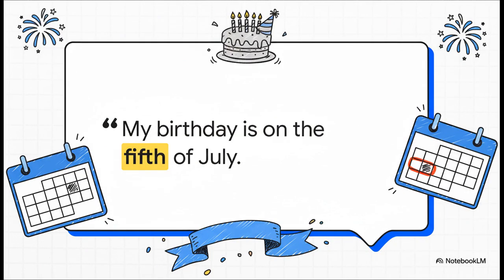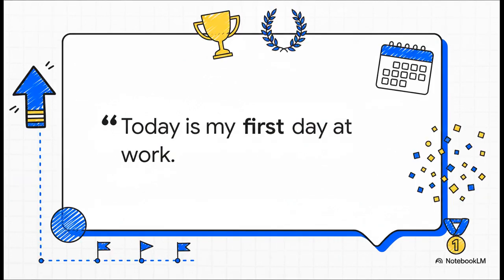Now, here's an example you will use all the time: dates. We never ever say "July 5" in English. It's always "the 5th of July," because what you're really saying is the 5th day of July. So remember, using ordinal numbers for dates is absolutely essential. Ordinals are also just perfect for marking milestones in important events. Saying, "Today is my first day at work," highlights that this is a special, specific day in a long sequence of days.